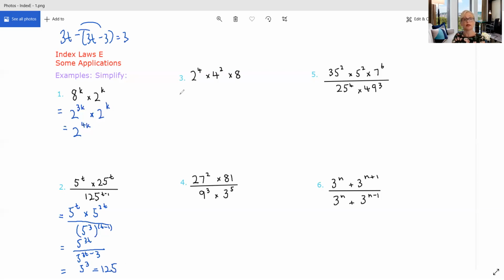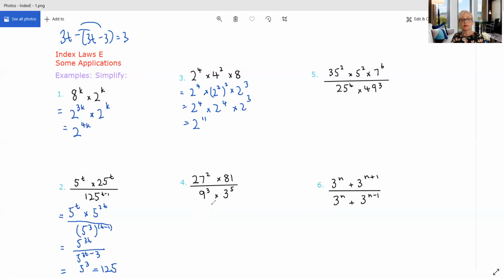This one here, we can write everything with base 2. That's obviously 2 to the 4th. 4 is 2 squared, so we're going to get 2 squared squared. 2 to the 4th by 2 to the 4th by 2 cubed. We're just going to add all those indices and get 2 to the 11.